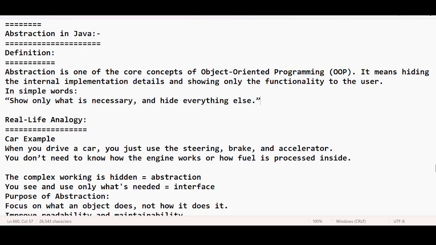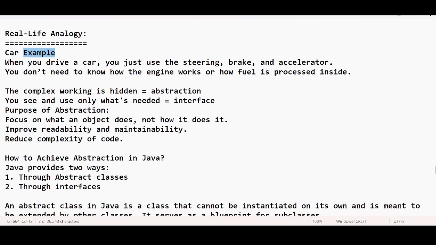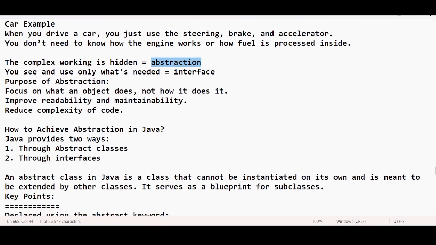Anything which is abstract, you see what it does actually, not the internal things. Looking at it, you will be able to know what it is actually going to do, but you are not sure how it is going to do it. Right, so we have seen this car example analogy. The complex working that is hidden is called abstraction, right?